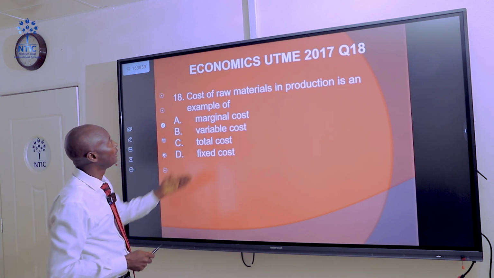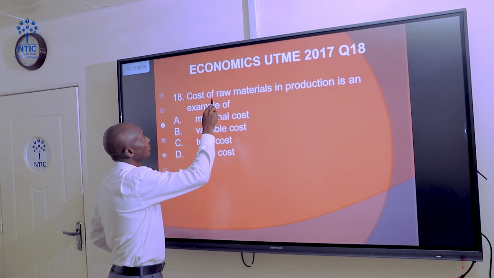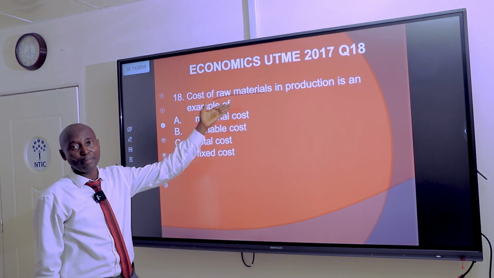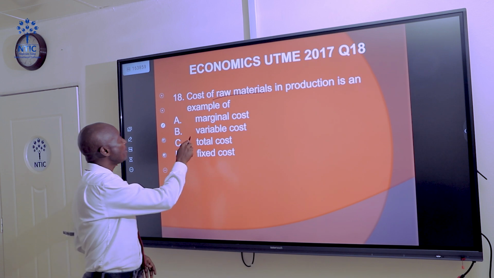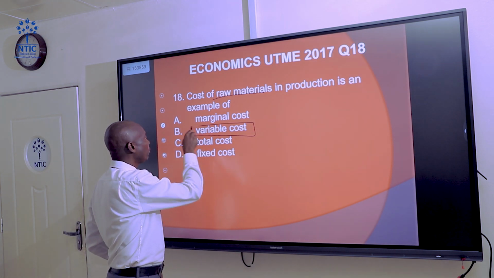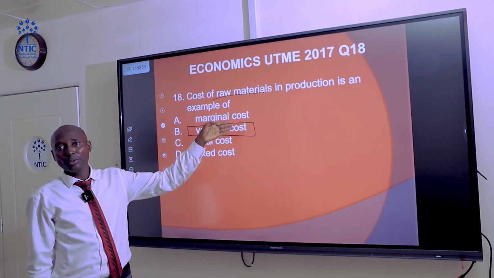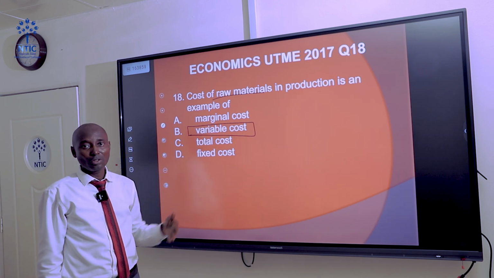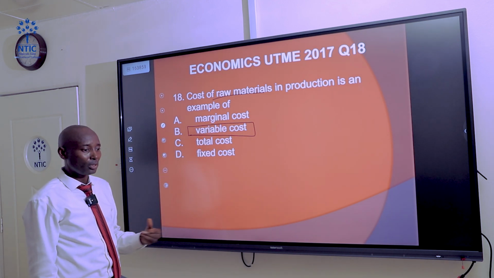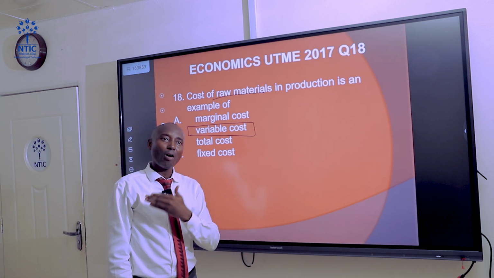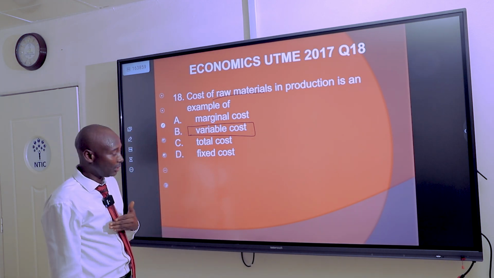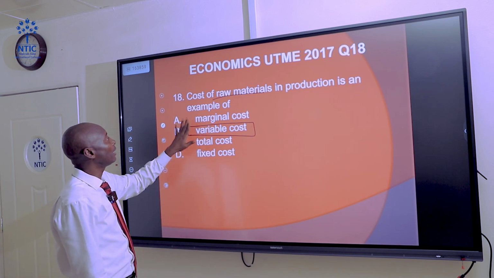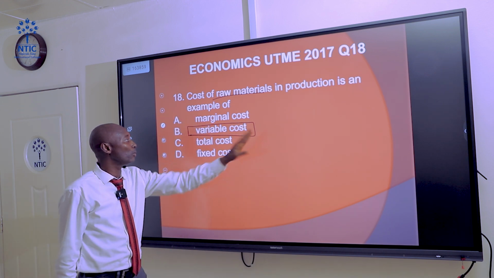Question 18. The cost of raw materials in production is an example of variable cost. These are usable items which are needed in the production. So once they feature in production, they diminish until they finish and they never come back until you replace them. So they are known as variable cost.